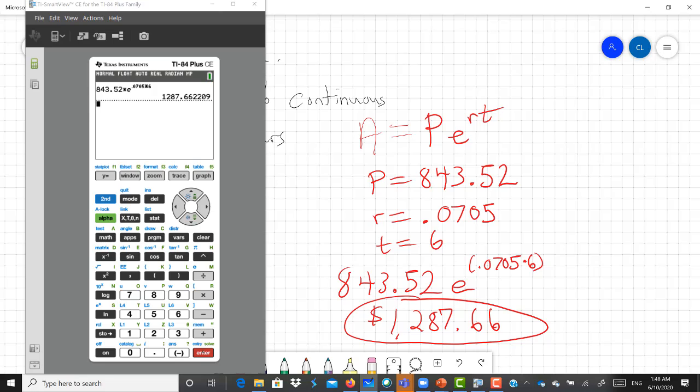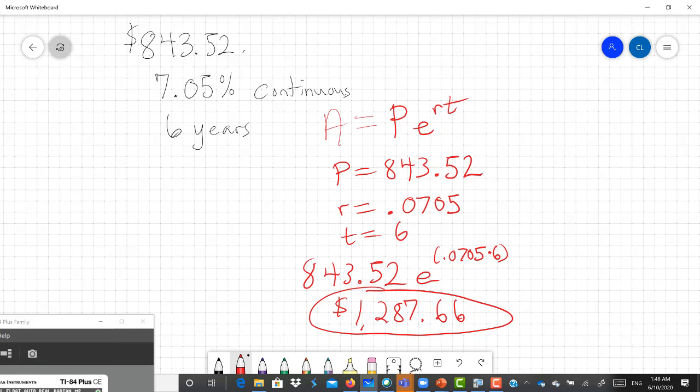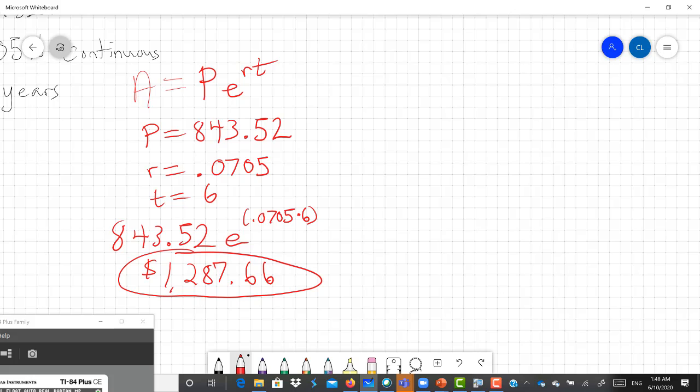Let's actually do one more thing. Let's compare this continuous compounding to if my interest were compounded quarterly instead. So let's say that I was comparing two banks, and one was compounded quarterly and one was compounded continuously. So my quarterly interest is going to be A equals P times (1 plus i) to the n, where i is the interest rate over m, where m is the number of times it's compounded a year.